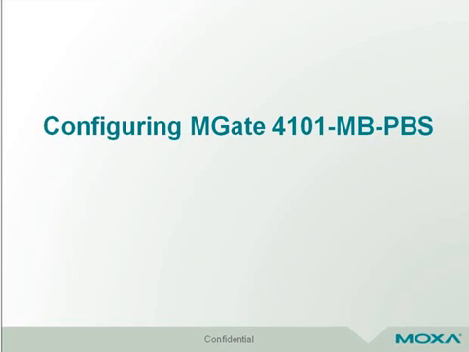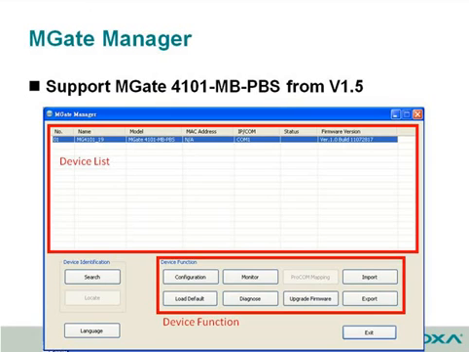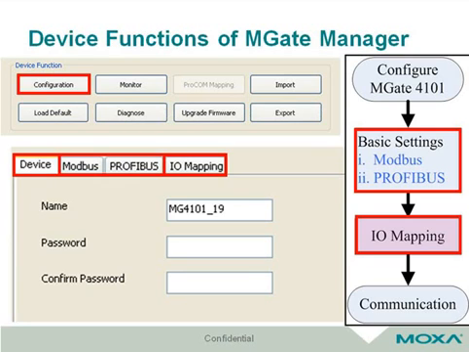And let's start the second part, configuring MGate 4101. This is the new interface for our MGate Manager, and it supports MGate 4101 from version 1.5. The upper device list is used to show what devices are detected, and some device functions are also implemented in this version. I will show you later. In this slide, I will show you the configuration procedure.